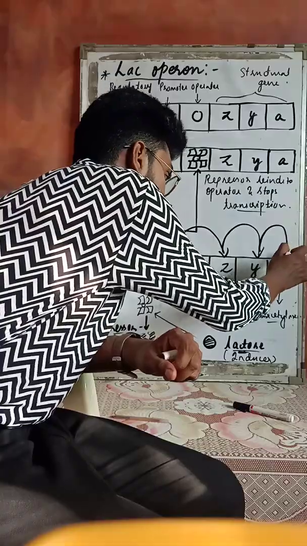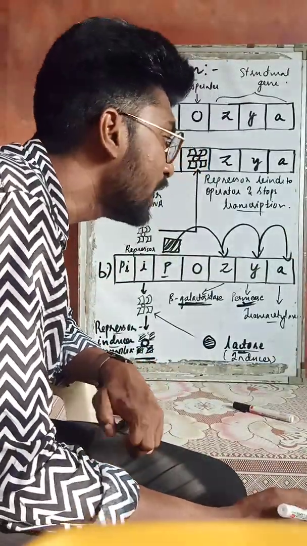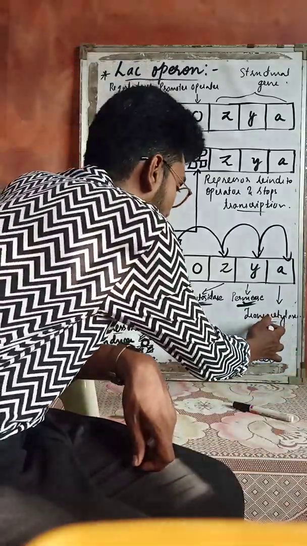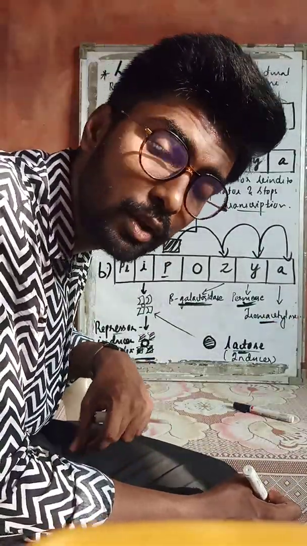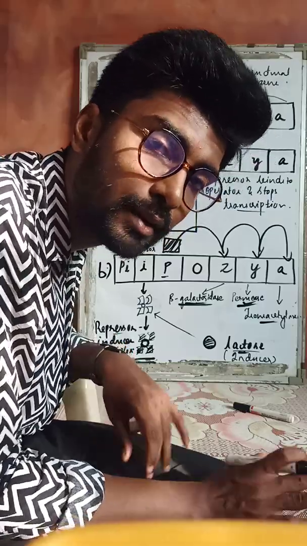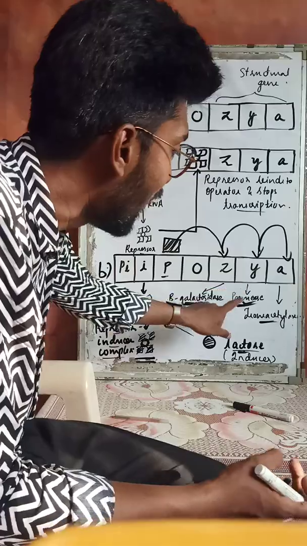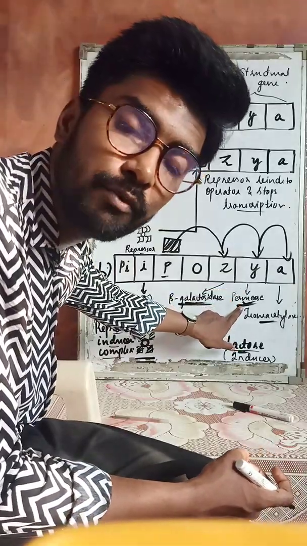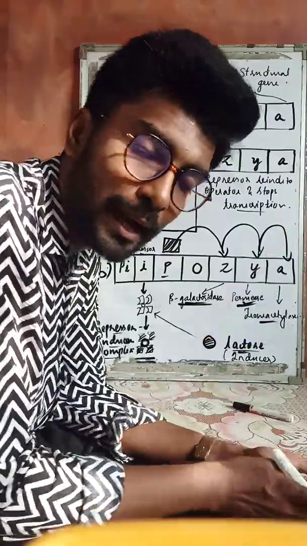From the Y gene, the RNA polymerase enzyme comes forward to the A gene. The A gene produces the enzyme trans-acetylase. Trans-acetylase is the enzyme required for the transfer of the acetyl group, right? I said that permease is the enzyme which generally carries the lactose to the cell. That's why it is called the lactose carrier.